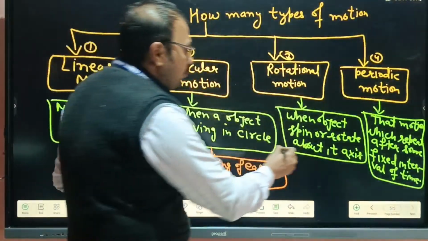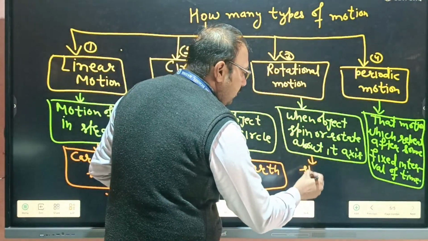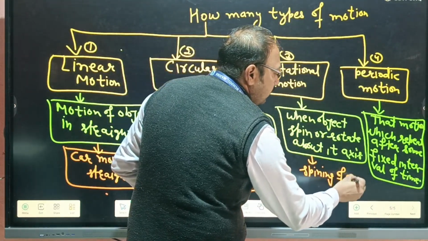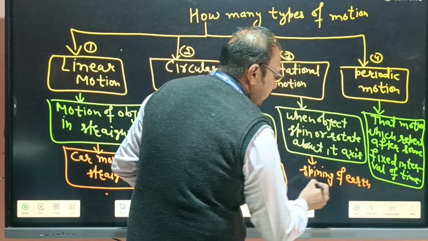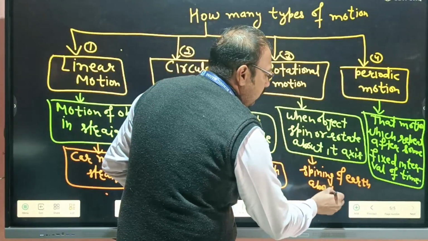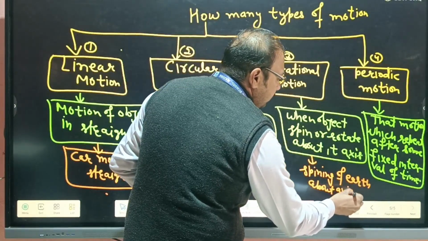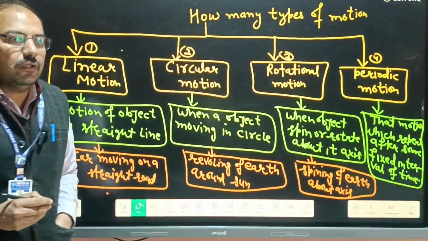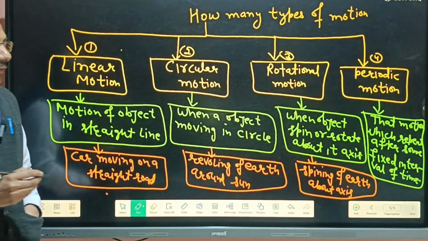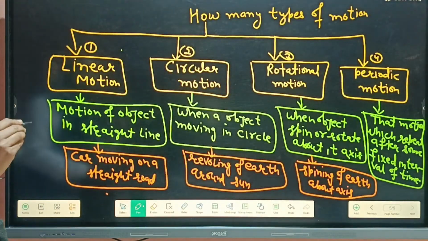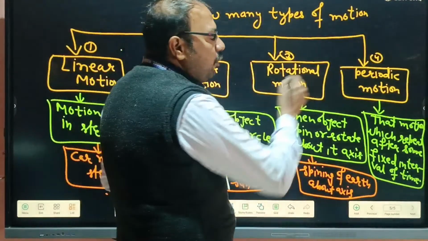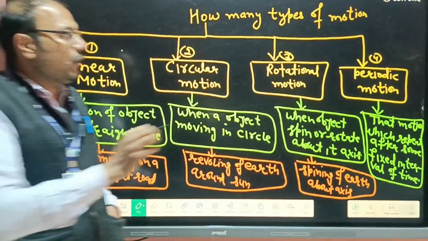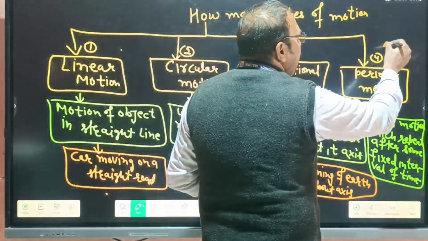And rotational motion, spinning of Earth about its axis. So this is rotational motion. Okay, and last one, periodic motion. So what is the example of periodic motion? Motion of a simple pendulum. What is motion of a simple pendulum?